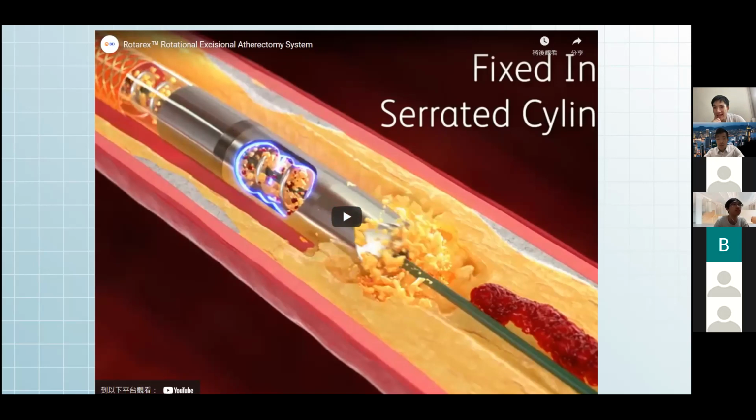But atherectomy is still a new technology. Firstly, the catheter itself is very expensive. Secondly, the procedure is very expensive and time consuming. So angioplasty is still recommended right now.